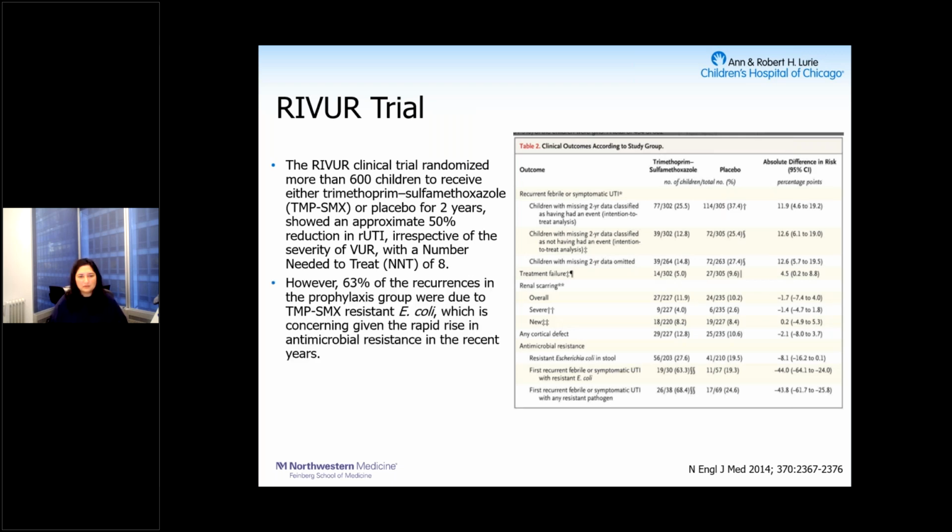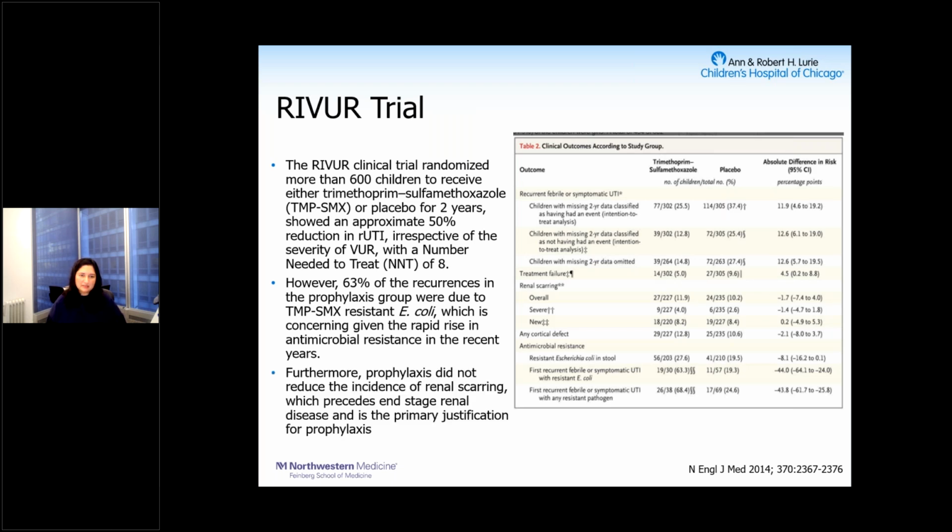The problem with all of this, and the reason, at least in the ID world, we are wary of the interpretations of this data, is that 63% of recurrences in the prophylaxis group, those that were getting Bactrim, were due to trimethoprim-resistant E. coli. That's really concerning given the rapid rise of antimicrobial resistance in recent years and the data that I showed you from the Chicago area.